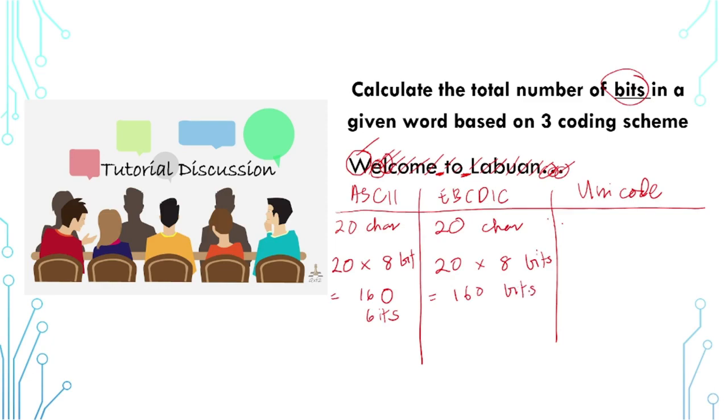Okay. Unicode. Okay, sama juga. Okay, total of character is 20 character. So, 20 character times by. Okay, untuk Unicode, for each character, use of 16 bits. Okay, so, dia akan jadi 20 times by 16. So, total dia berapa ni? 320 bits. Nah, ini kalau dia minta total number of bits.